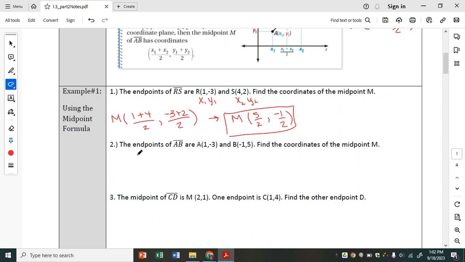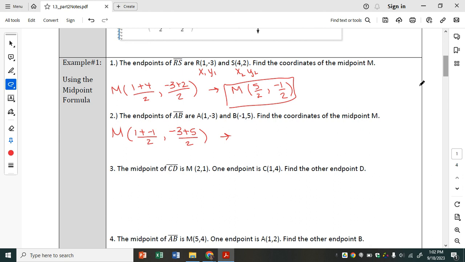Okay, to find the midpoint of AB when A is at 1, -3, and B is at -1, 5. Our midpoint, again, we're going to take the average of the x's, so 1 plus -1 over 2, and we're going to take the average of the y's, so -3 plus 5 over 2. When we go to find that midpoint now, -1 plus 1, or 1 plus -1 is 0. 0 divided by 2 is still 0. And then -3 plus 5 is 2. 2 divided by 2 is 1. So we should find on number 2 that our midpoint is at 0, 1.